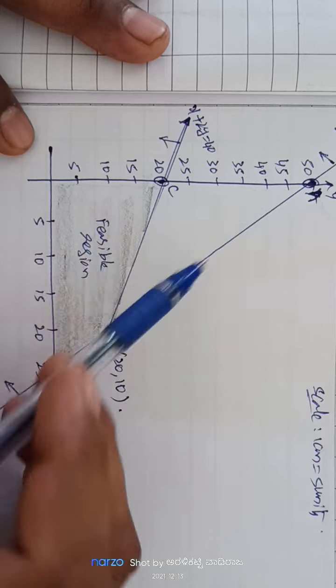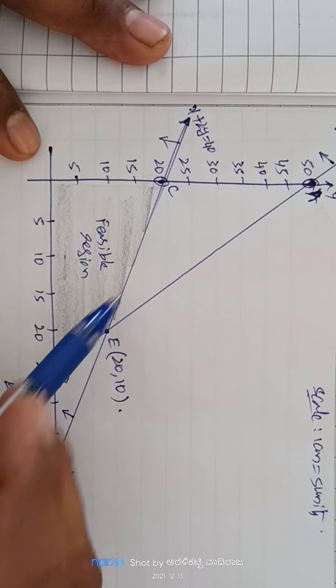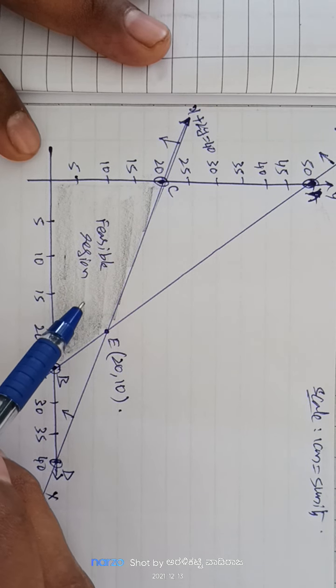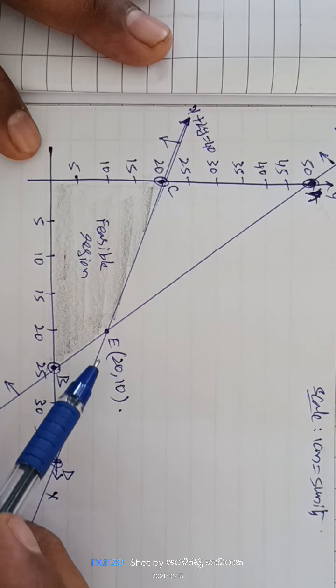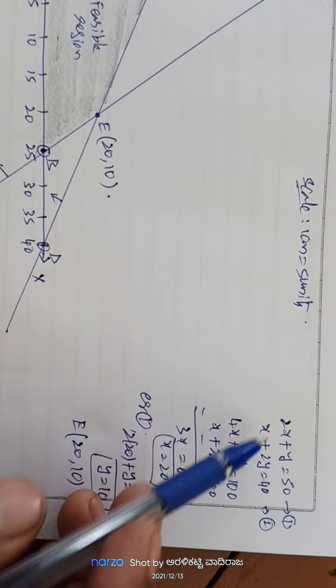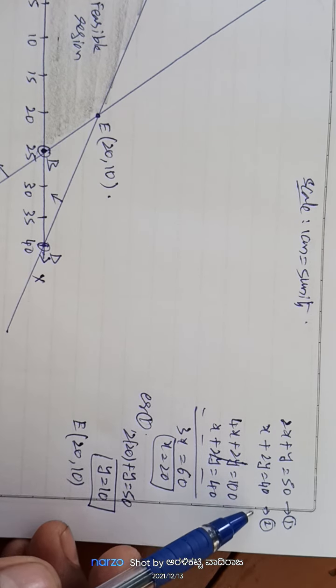Because both are less than or equal to, shading will be towards the origin. This will be the feasible region. Therefore corner points are B, C and D. The E value you have to find by solving the two lines, 2x plus y equals 50 and x plus 2y equals 40.